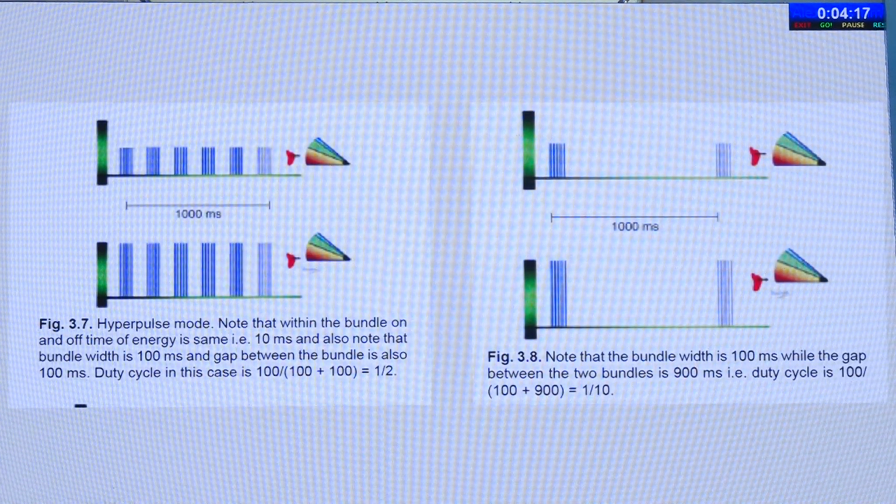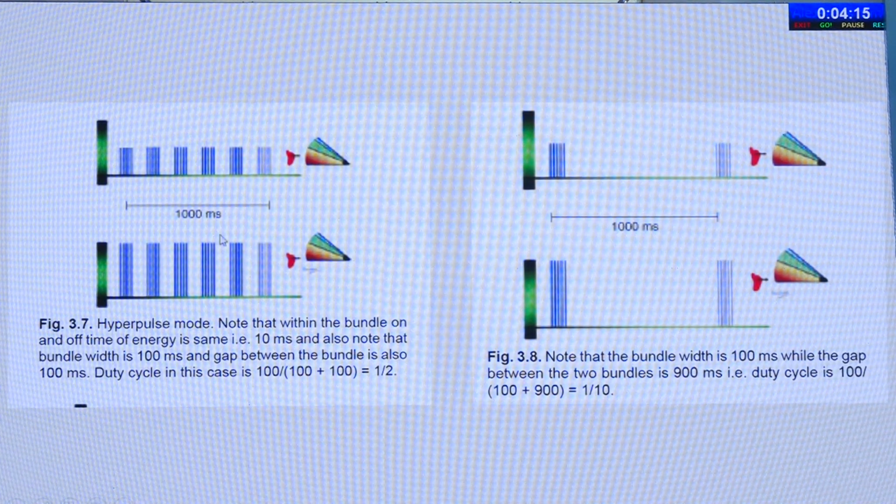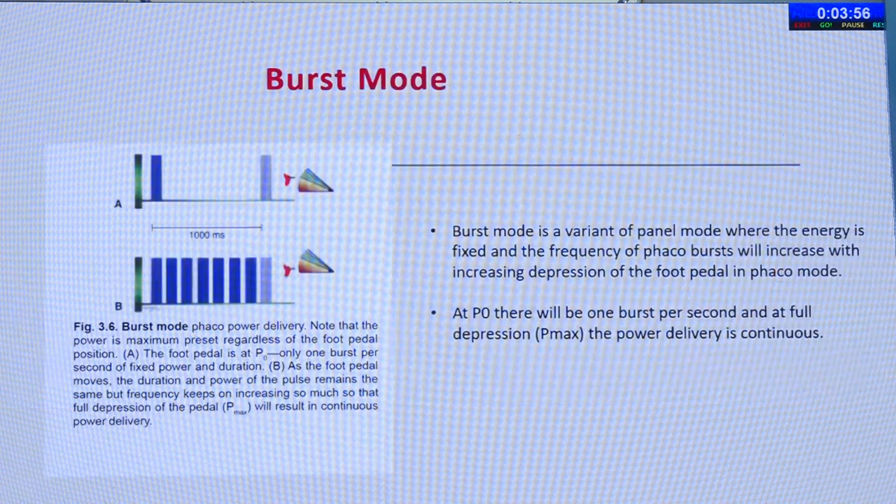So in the first example, we can see it is 100 because this and this are equal. So it is 100 divided by 200, so the duty cycle is half. Whereas in the second example, this is one burst and then there is a gap of 900 milliseconds and then another burst. So it becomes 100 by 1000, so almost 1 by 10. So it helps in reducing the heat generation.